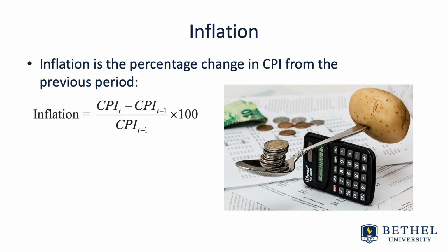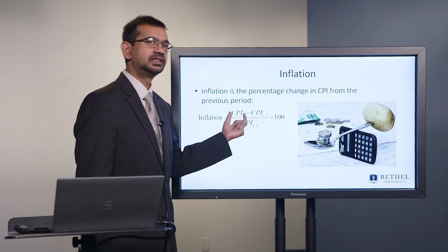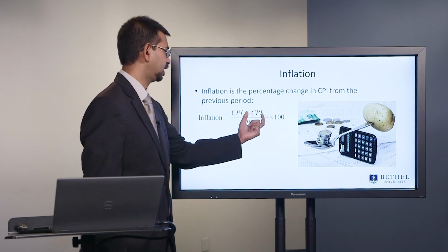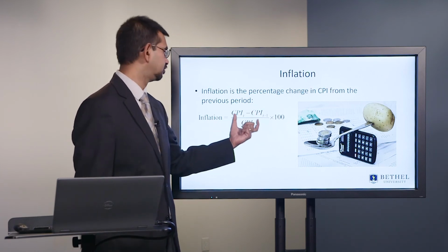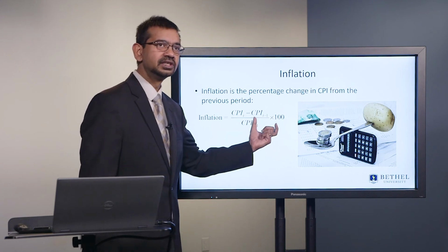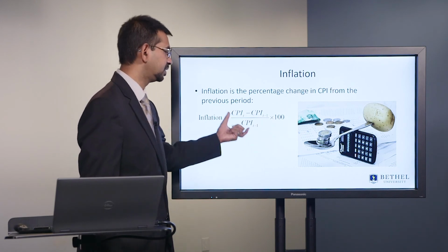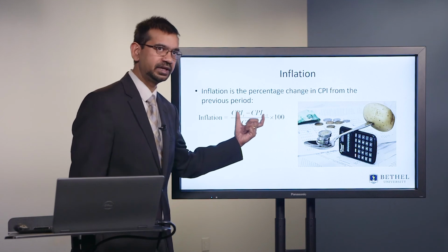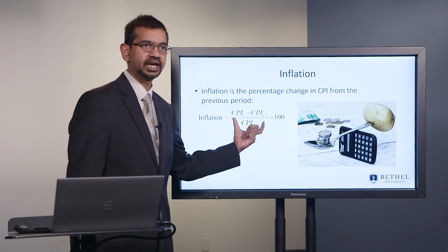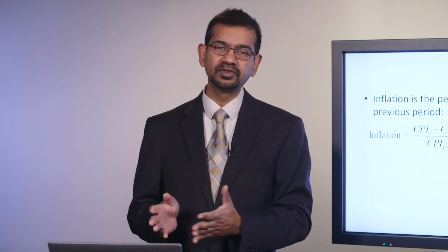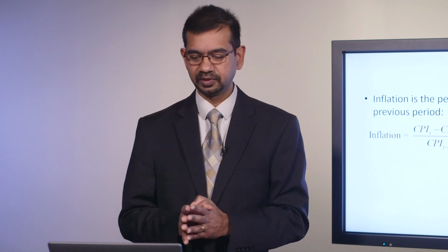Now, inflation is the percentage change in CPI. To calculate inflation, we can use a simple formula where we look at the CPI of this year minus the CPI of the previous period, divided by the previous period CPI, times 100. So this gives us the percentage change in CPI, and this is the inflation that we hear in the news and that we track. So let's see how inflation has moved over the past 50 years in the US economy.